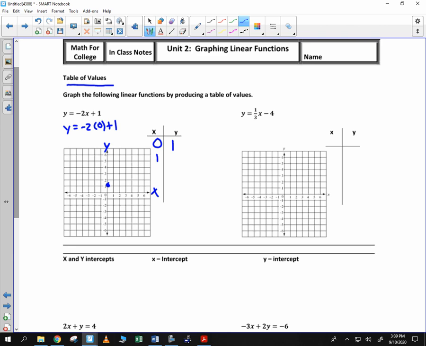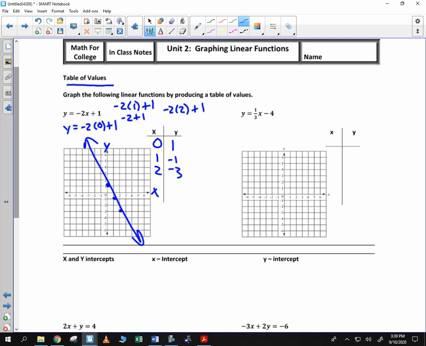I'll make another one. I'll plug in 1. -2 times 1 plus 1, that'll be -2 plus 1 is -1. Plug in 2, and we get -2 times 2 is -4, and -4 plus 1 is -3. And so over 1, down 1, over 2, down 3, you can notice that this is your shape. So this is your line, okay?